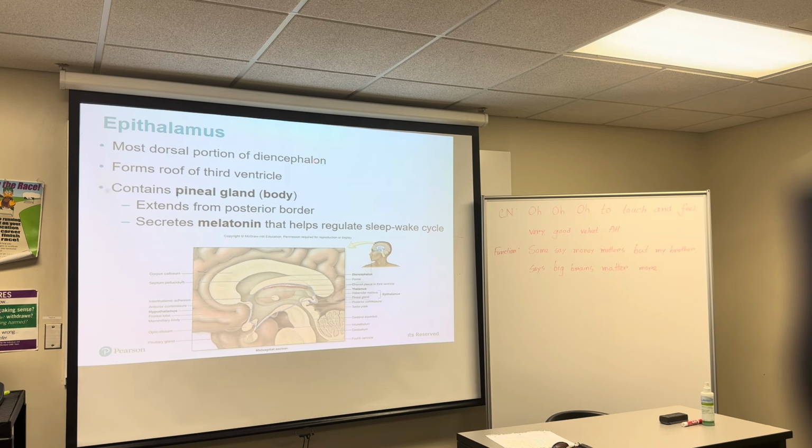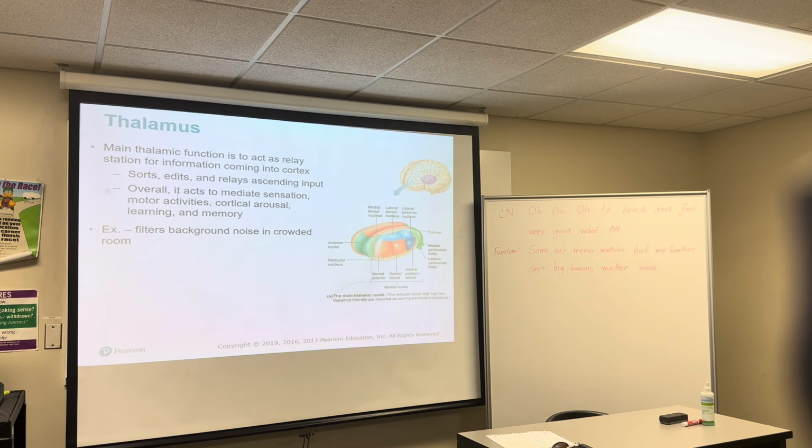Epithalamus, most dorsal portion of the diencephalon, forms the roof of the third ventricle, contains the pineal gland, extends from the posterior border, and secretes melatonin that helps regulate the sleep-awake cycle.